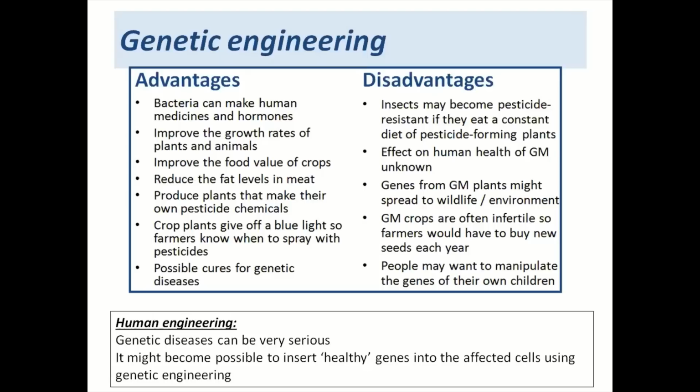It may have an effect on human health. Genes from genetically modified plants might spread to wildlife or the environment. Genetically modified crops are often infertile, so farmers would have to buy new seeds each year, and it might become expensive for some farmers. People may want to manipulate the genes of their own children.